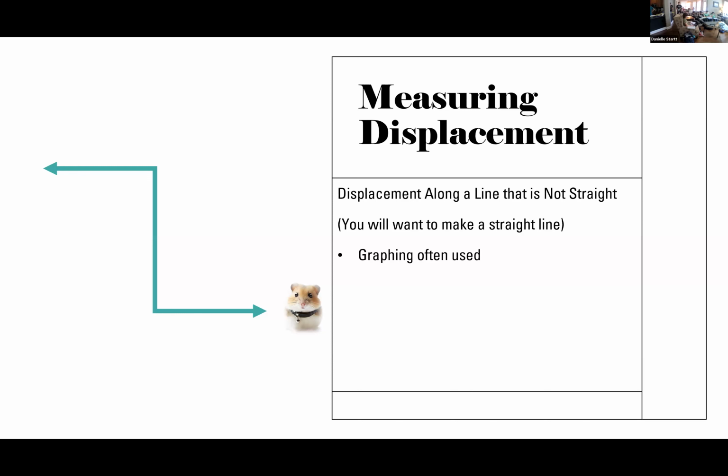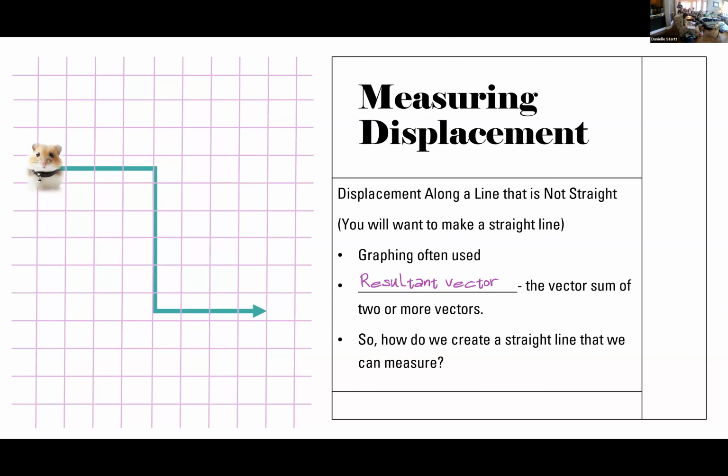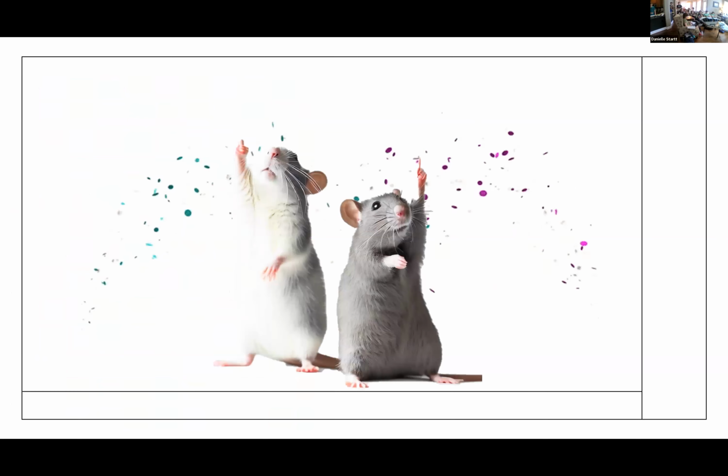All right, so graphing is often used. And do you know the answer to this one, Jordan? The resultant vector is going to be the sum of 2 or more vectors. So how do we create a straight line we can measure? Lucas, what tempted him to leave the house? Corn. Yes. You draw a straight line from where you started. All right, so what do we do here? We have to make a straight line. So how do we find this answer?